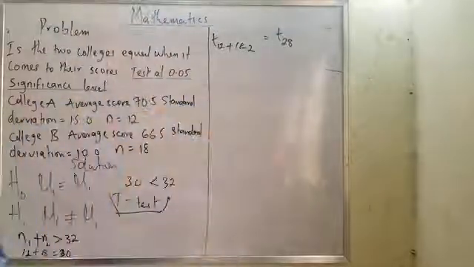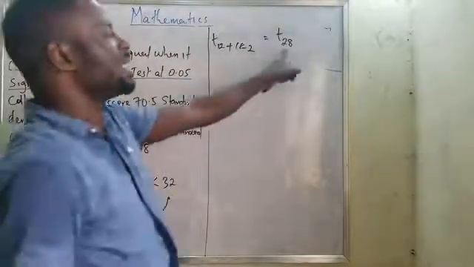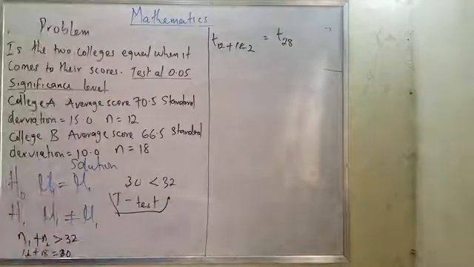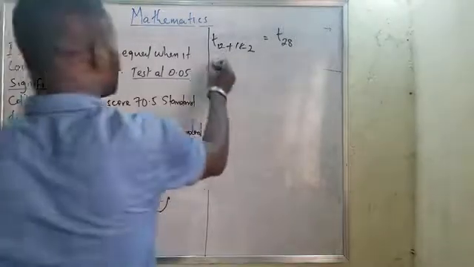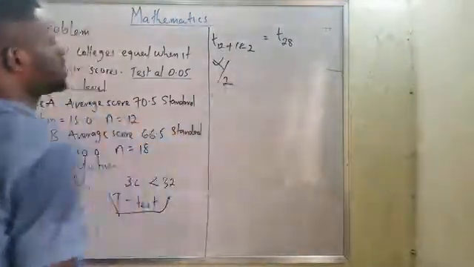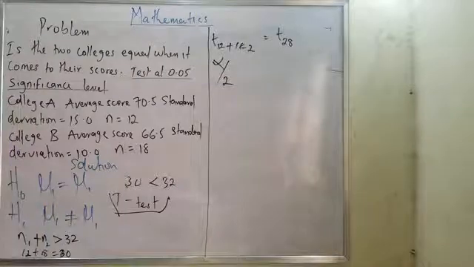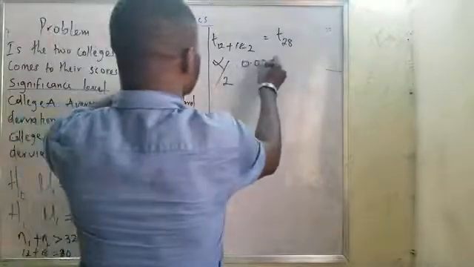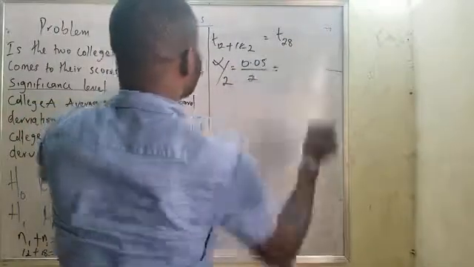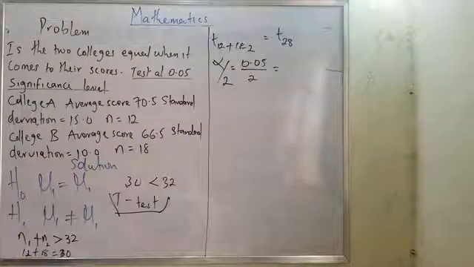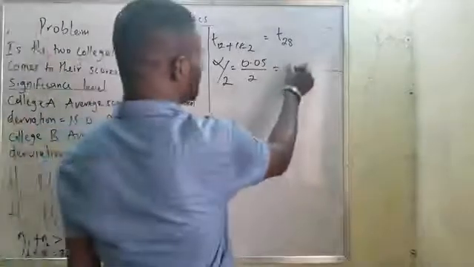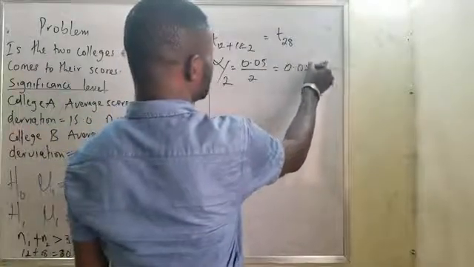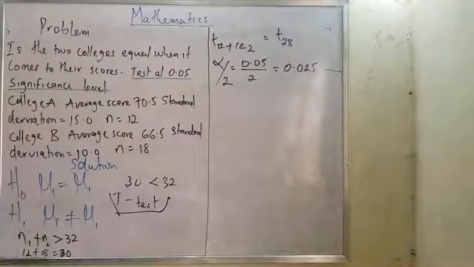It is t of n1 plus n2 minus 2, which is equal to t of 28. This is my degree of freedom, which is 28, as I explained earlier. Now I move on to alpha divided by 2. Alpha is my level of significance, 0.05, divided by 2, which is 0.025.